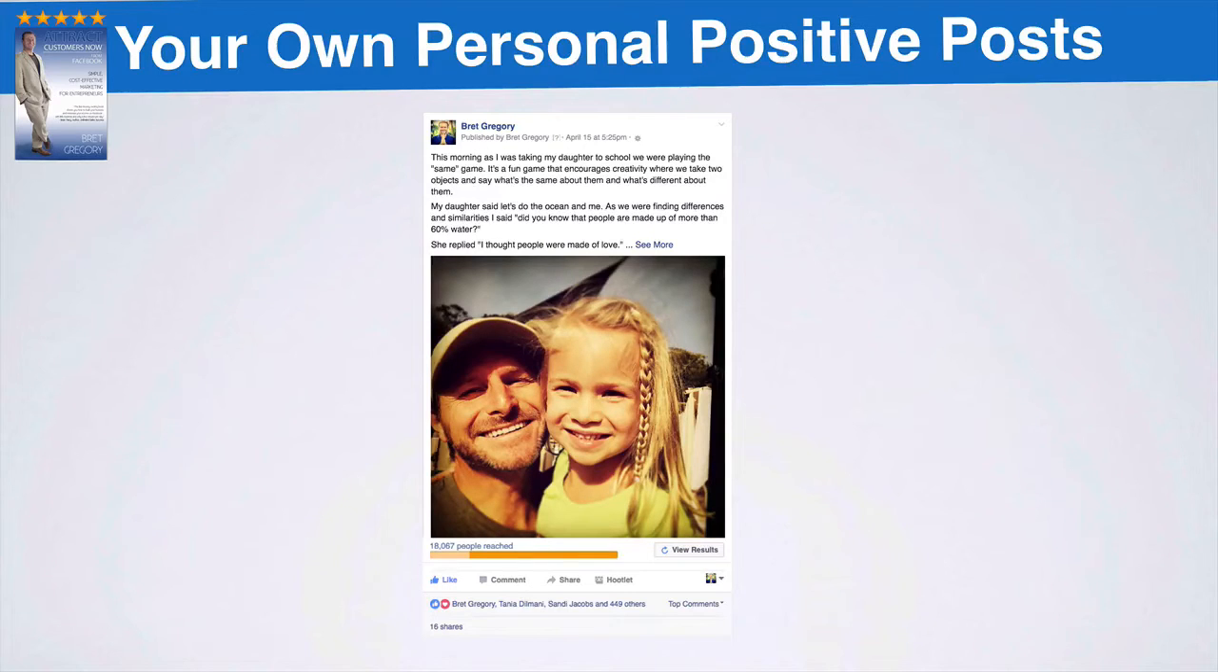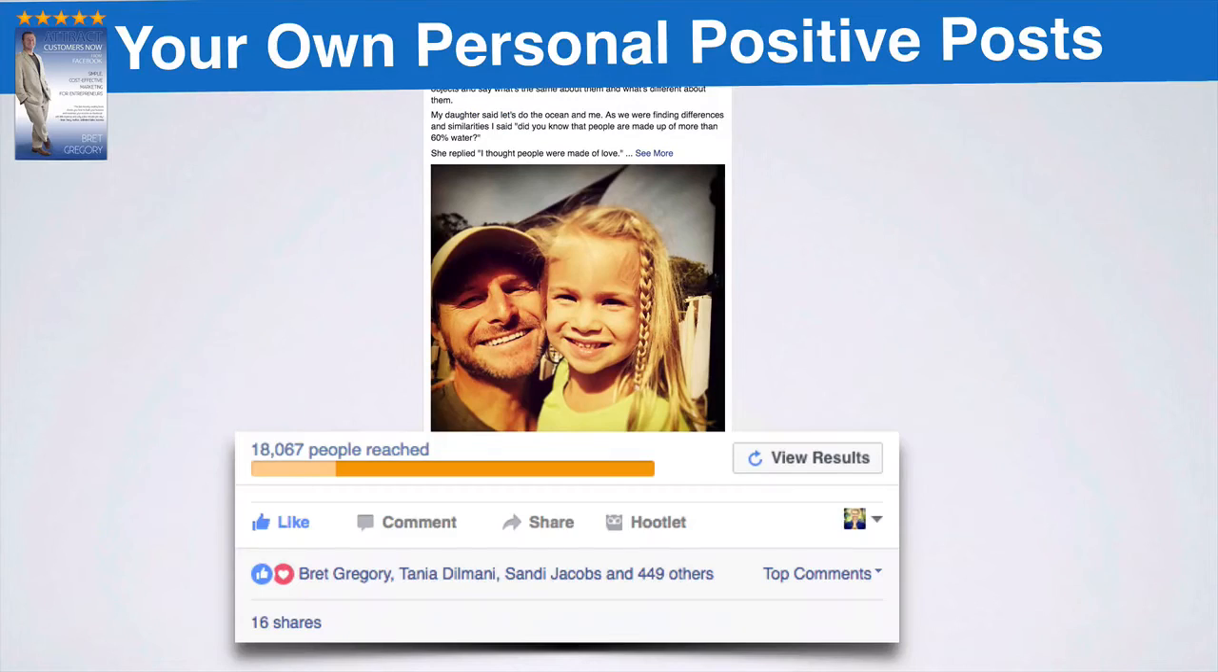And as we were finding differences and similarities, I said, did you know that people are made up of more than 60% water? She replied, I thought people were made of love. And that just struck me so deeply when she said that. I was so filled with joy when she said that. And I'm like, I want to share that with people.